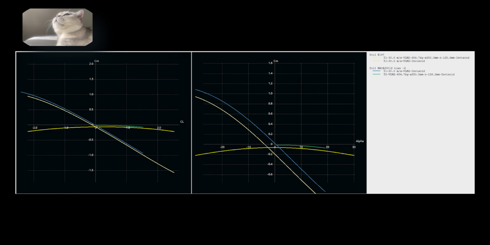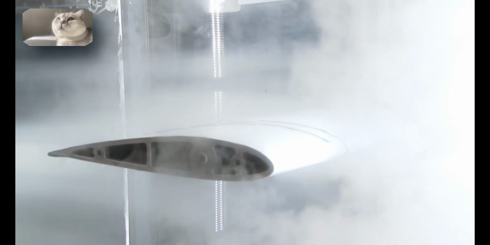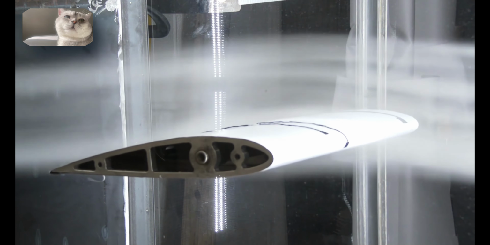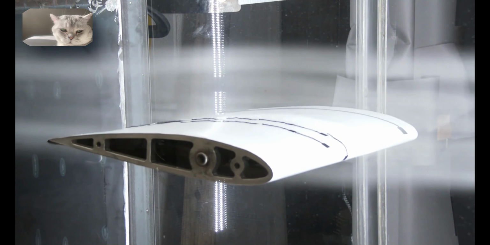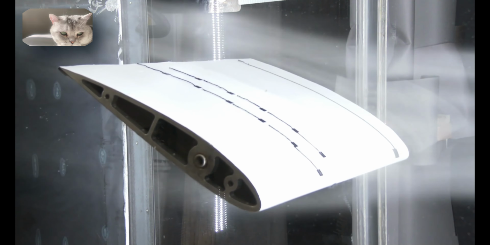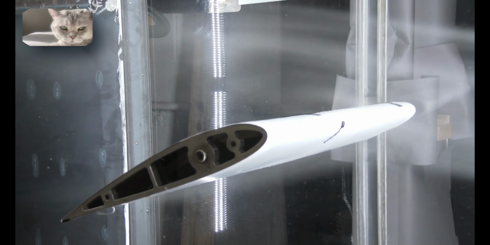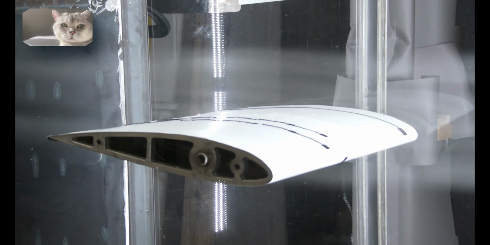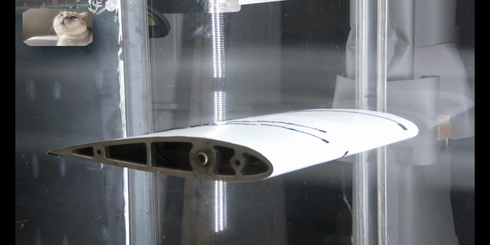Finally, we compared the aerodynamic center and the self-stability of the two airfoils. Both have a neutral point, NP, at C/4, and essentially the same self-stability. In comparison, the NACA 23012 also shows better longitudinal stability. Although its stall speed is slightly lower, this can be compensated by wing configuration and the addition of a leading-edge slat. Therefore, NACA 23012 is chosen as the next wing type.